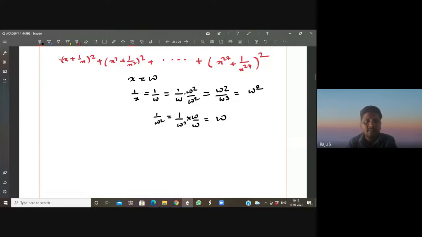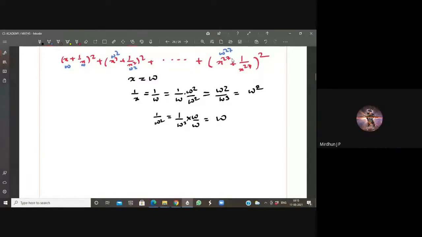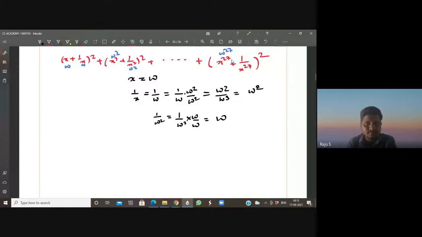With the help of this, when I substitute omega in place of x, this is 1 by omega, omega square, 1 by omega square. Omega power 27: 27 is a multiple of what? 3. So it becomes 1 plus 1 actually. So let's see here.